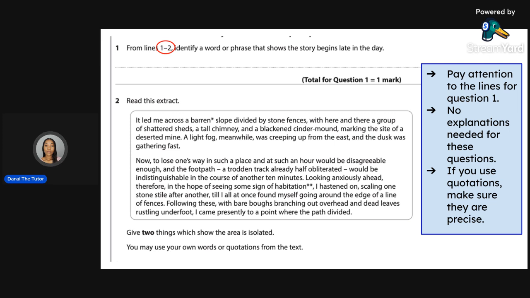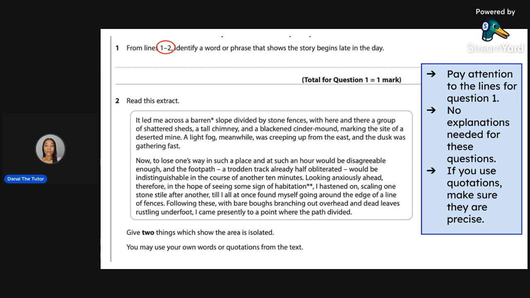Okay, so question 1. The key thing for question 1 is to pay attention to the lines, okay? It's only worth 1 mark. However, 1 mark can be the difference between one grade or the other. So make sure you pay attention to the line numbers that they want you to focus on, because if you give an answer outside of those lines, you don't get the mark, okay? But it's a very straightforward question. As you can see there, it's asking you to identify a word, one word or phrase. No explanations are needed for question 1 or 2.